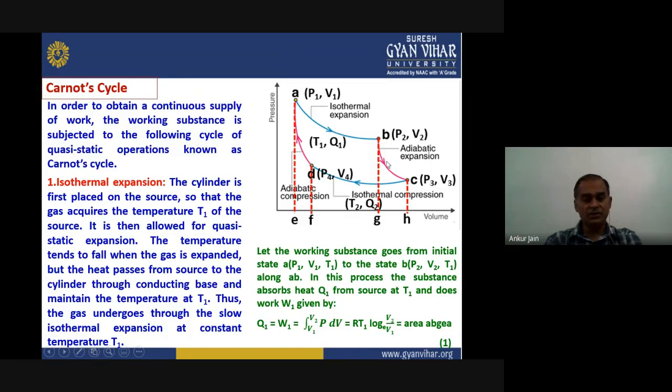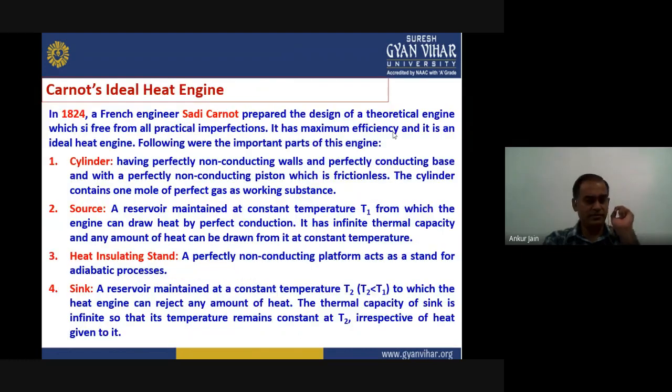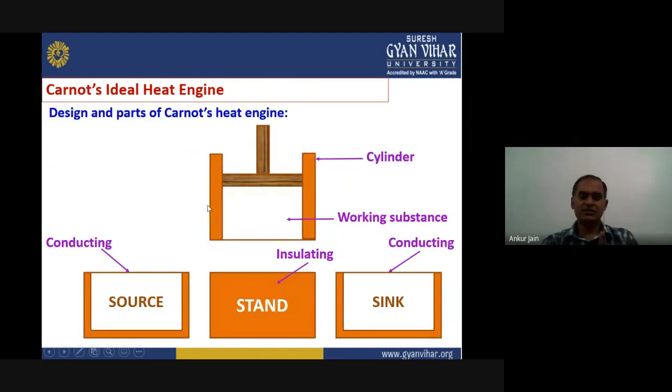There are four different processes which complete one Carnot cycle. We will calculate the work done in each process one by one. For the first process, let us assume that it starts from A and reaches B. For this, let us assume that the cylinder is first placed on the source. If you recall this image, the first process is done by placing this cylinder on the source so that heat can be exchanged between these two.